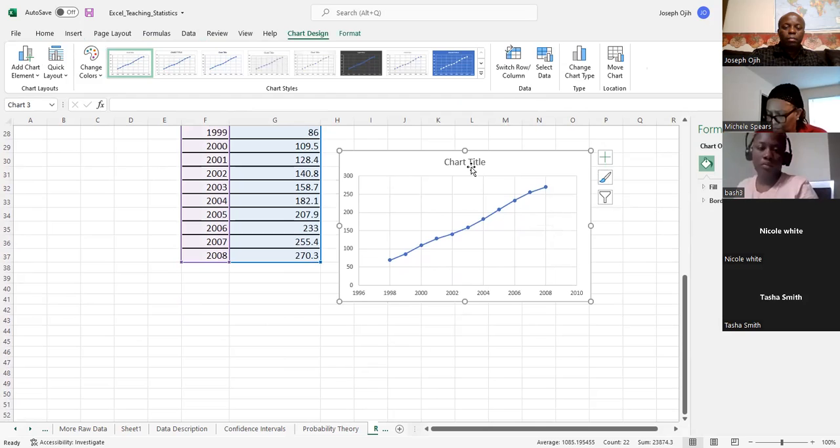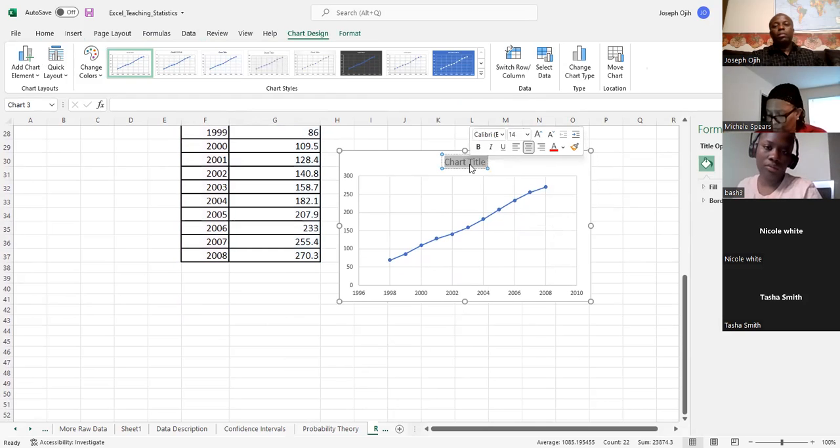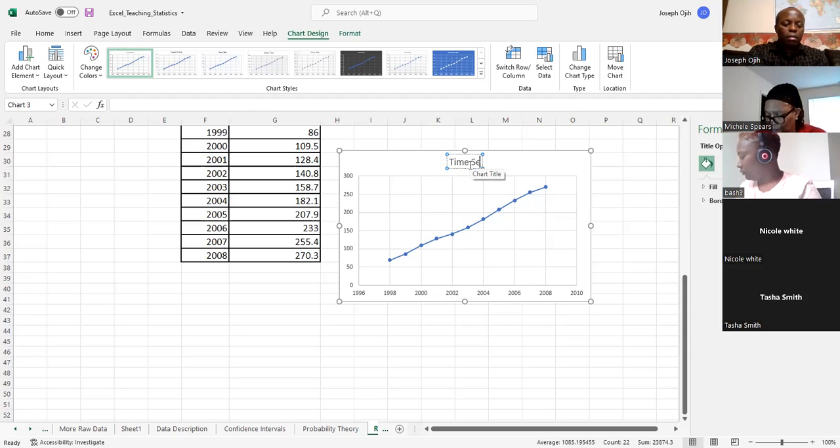See? So time series graph, yes. Time series graph. Okay, graph for cell phone subscribers data.